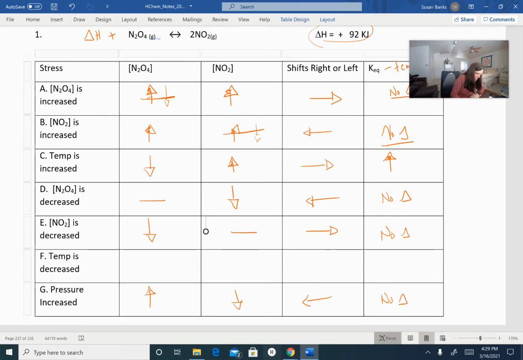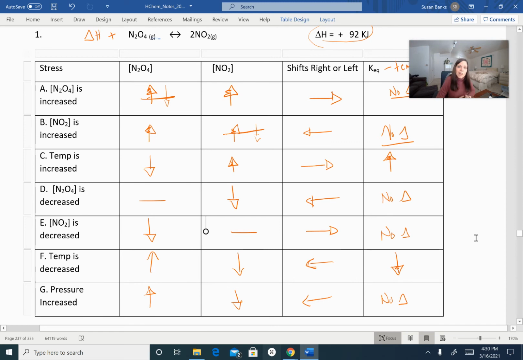No change here. Temperature is decreased, so we said we would shift to the left. That means our concentration of dinitrogen tetroxide would go up, our nitrogen dioxide would go down, and our KEQ value would go down because we would have less products. How did you do on those?